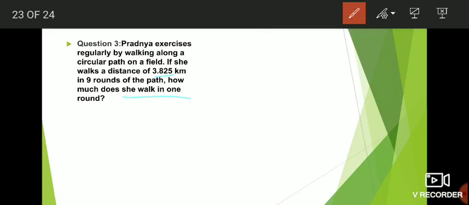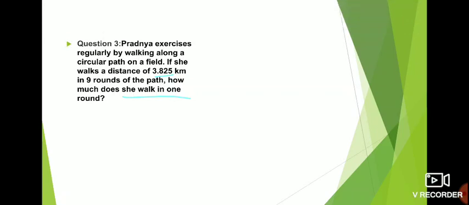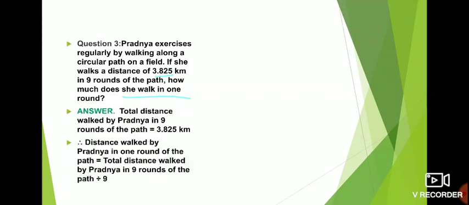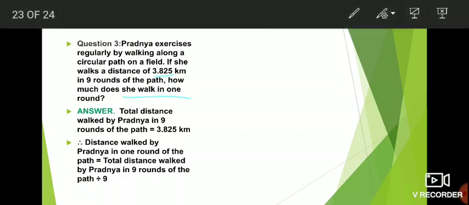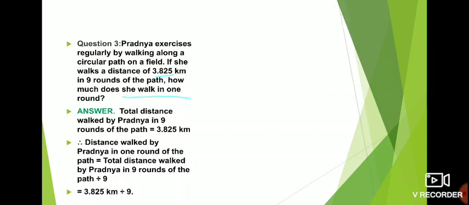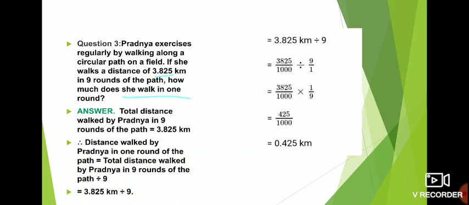Yes, correct. Here also we have to do the division, no? This is the total 9 rounds calculation, 9 rounds distance is given. Here we have to find for only 1 round distance. Okay, so distance walked by Pradnya in 1 round of the path is equal to total distance walked by Pradnya in 9 rounds of the path divided by 9. Okay, that is 3.825 divided by 9. We have to do that, students.